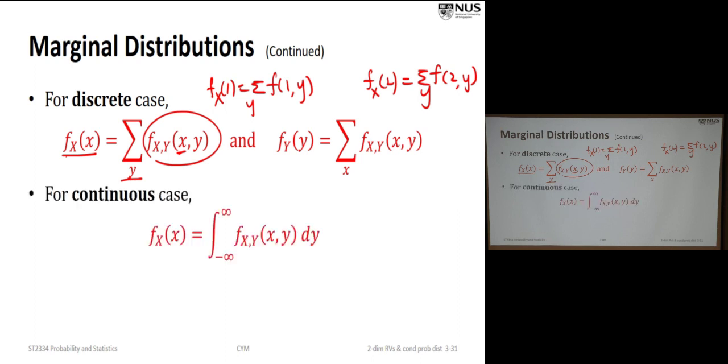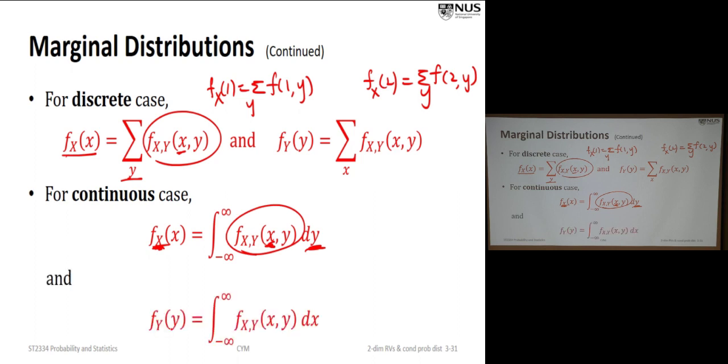For the continuous case, instead of doing summation, we do integration. We are talking about random variable x, so we look at the joint density and integrate over y. That means we sum, or integrate, all the joint density with the same x value. So we integrate out y. This is the definition.